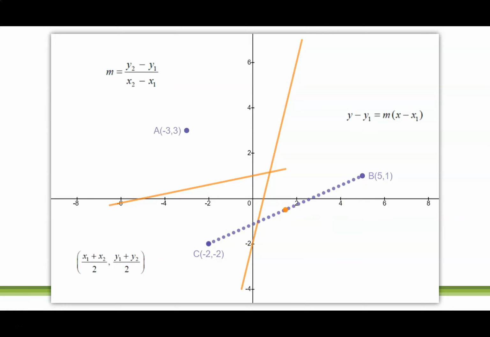So if the slope of the purple broken line is 3/7, that means the slope of the perpendicular one is -7/3. I take that along with the coordinates of this midpoint, put them into the slope-point form, and I find the equation of the line, and I pop it in.